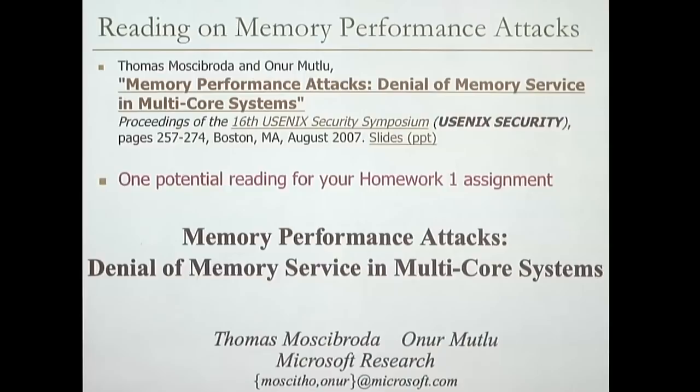OK. So this is one potential reading for your homework one assignment, which is not ready yet, which will be posted sometime later this week. But we'll have homeworks in this course. We'll have programming assignments, and we'll have exams. A lot of the homeworks will be readings and evaluating the readings. So they'll expose you to new problems, new architectures. So hopefully they'll be fun. And also critically evaluate the mechanisms.